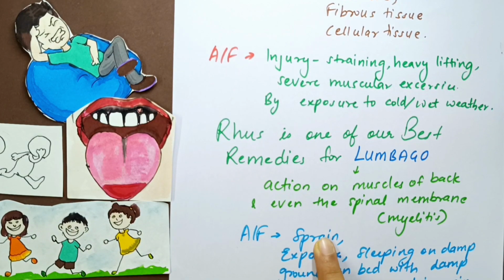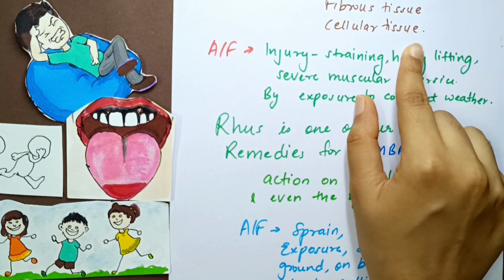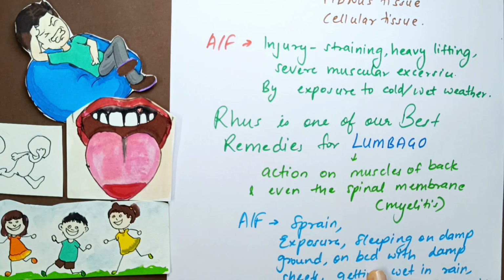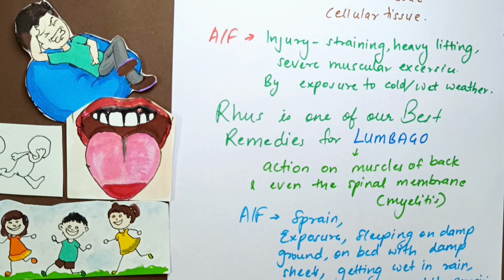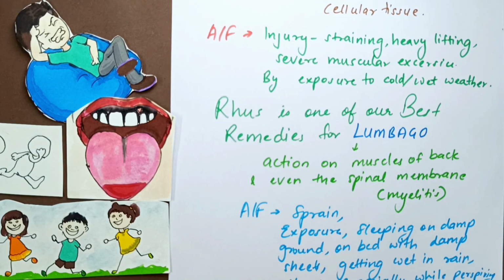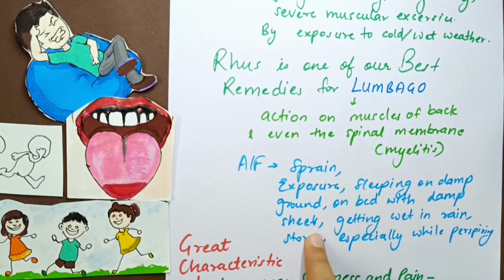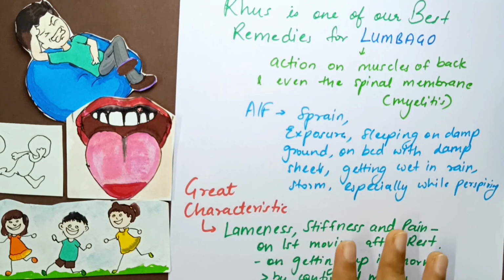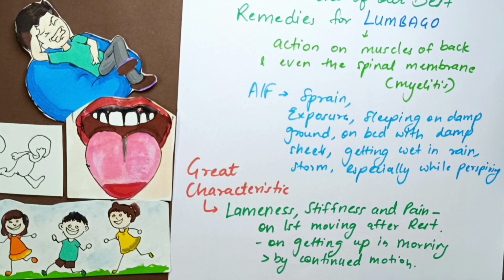There can also be heavy lifting that you have done, there can be severe muscular exercise after which you get some kind of pain in your muscles, or exposure to cold wet weather, sleeping on damp ground, on damp sheets, getting wet in a rainstorm, especially when you are perspiring. And the great characteristic as usual is, on first moving after rest there will be aggravation, on getting up in the morning there will be aggravation, and amelioration by continued motion.